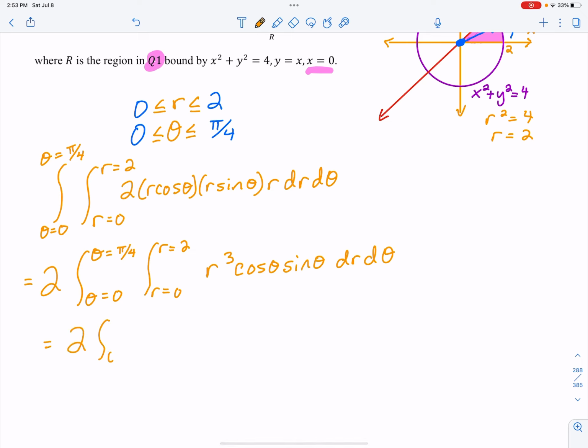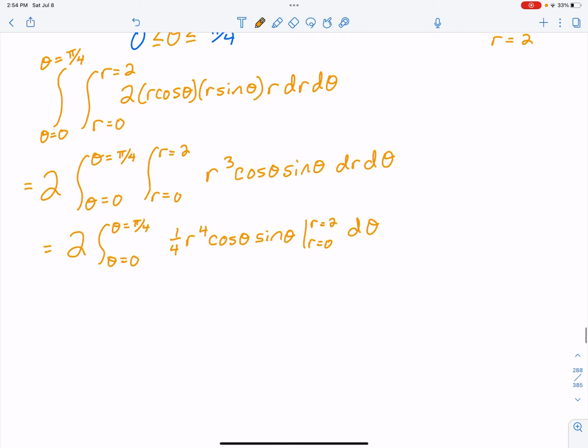All right, let's integrate that. I got theta is 0, theta is pi over 4. All right, and we go up 1, divide by the new one. So this is 1/4 r to the 4th. Cosine theta, sine theta are just constants, so they just stick around. And I run r from 0 to 2, and then I still have d theta there at the end. I'm going to go ahead and factor out the 1/4, meaning I get a 1/2.